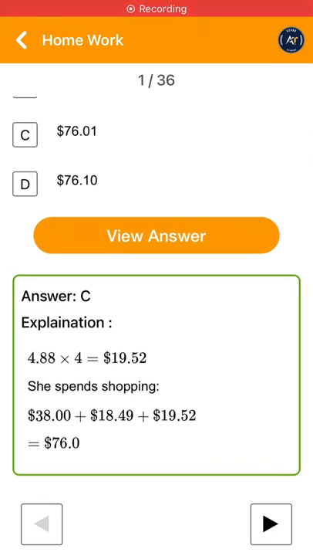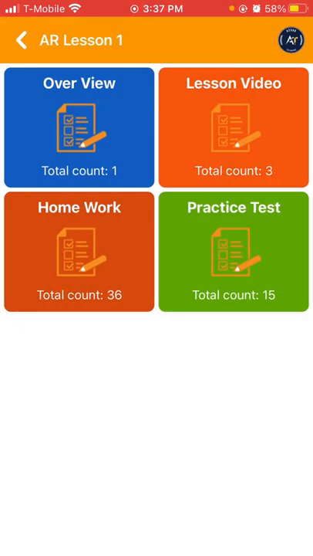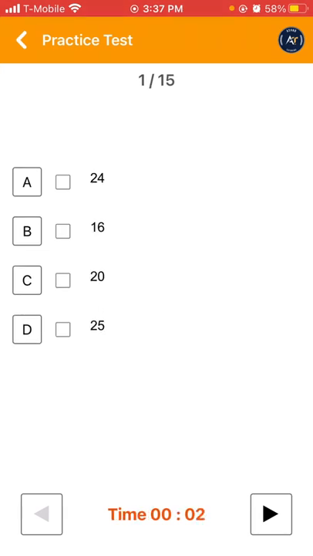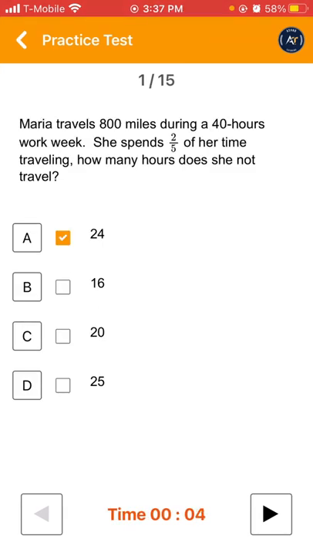Follow these basic rules for all arithmetic and math knowledge lessons. When you are ready, you can take the practice test for each lesson to track your progress. It is timed, and you should pay attention to how long you are spending on the test. Let's take a test together.